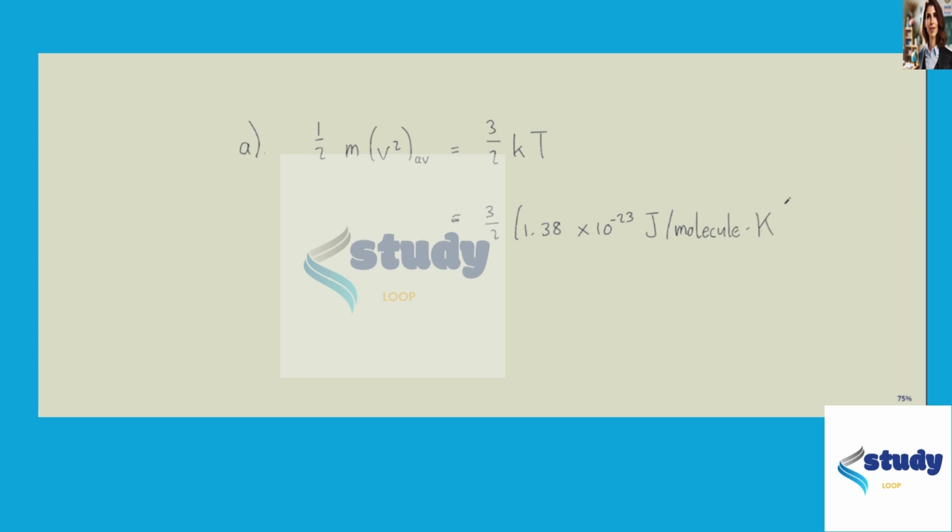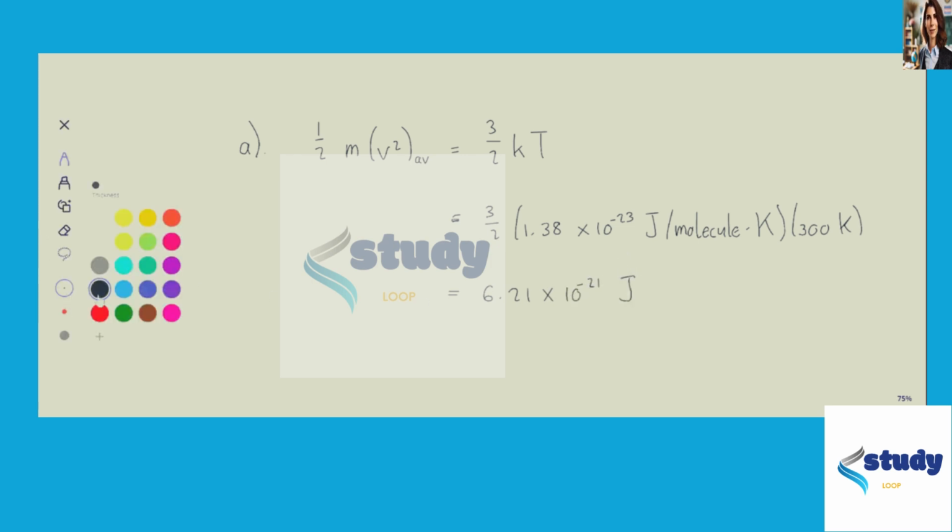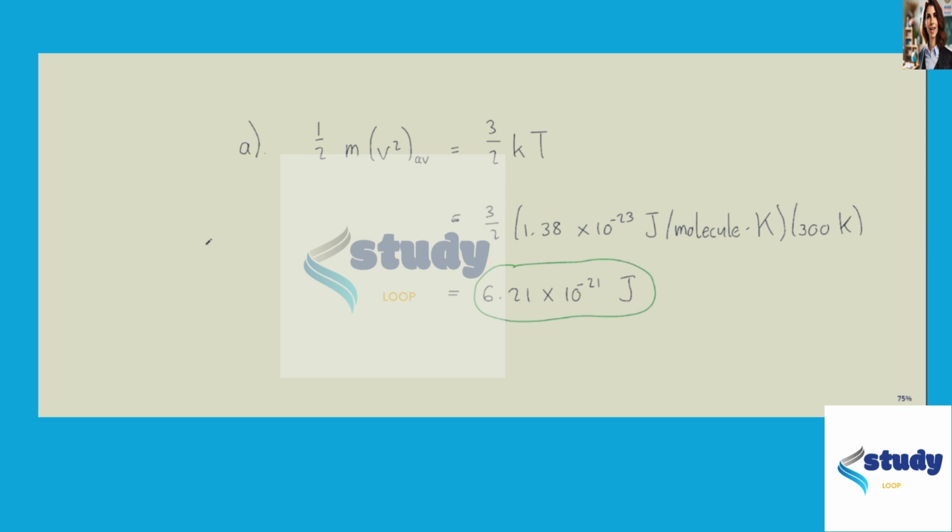Kelvin, multiplied by the temperature, which is given as 300 Kelvin. This gives us the average translational kinetic energy for the oxygen molecule to be 6.21 times 10 to the minus 21 joules. So with the average translational velocity of the oxygen molecule, we can calculate its average kinetic energy.